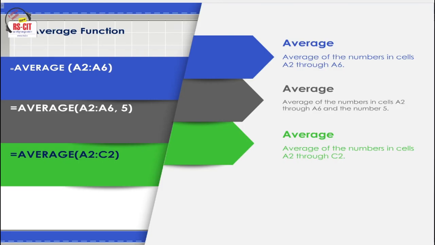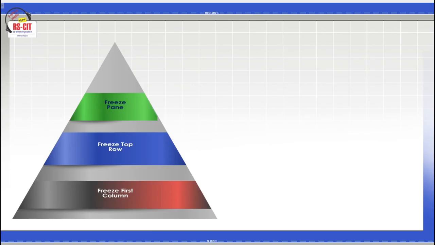=AVERAGE(A2:A6) is the average of the numbers in cells A2 through A6. =AVERAGE(A2:A6,5) is the average of the numbers in cells A2 through A6 and the number 5. =AVERAGE(A2:C2) is the average of the numbers in the cells A2 through C2. There can be other functions related to a function, like for average we have other functions such as AVERAGEA, AVERAGEIF, etc.